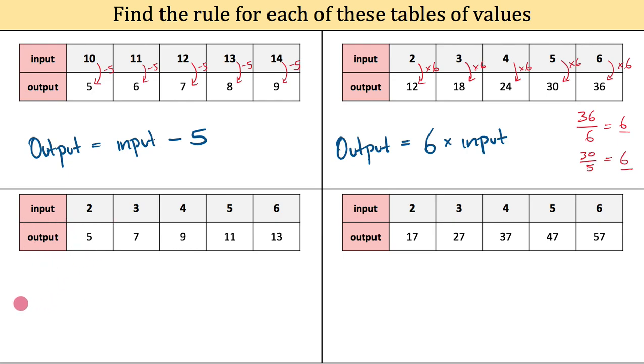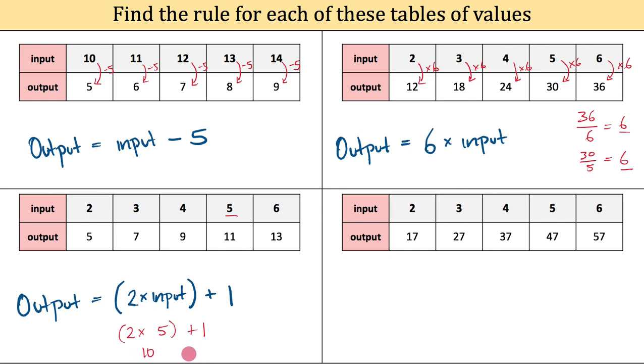So what I'm doing here is I'm taking my output, and then I'm going 2 times my input, and then I'm plussing 1. And you can see that if we put in an example. So if we come and look at 5 here. So if I go 2 times 5 and then plus 1, well, 2 times 5, that's 10. Then if I plus 1, that's going to be 11. And that's what we get there. So that's what's happening in that question.